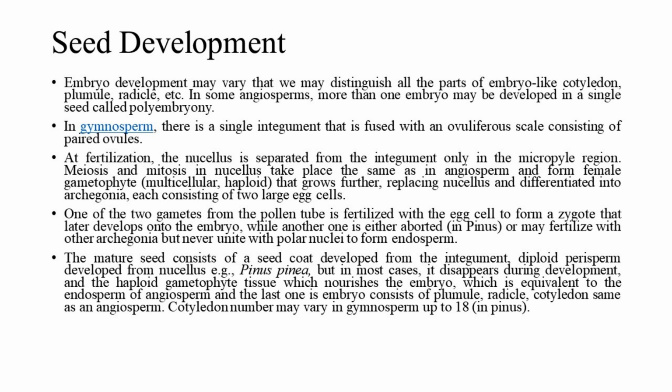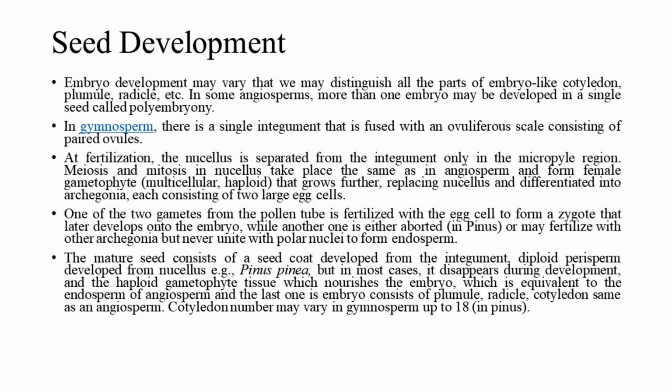In gymnosperm, there is a single integument that is fused with an ovuliferous scale, consisting of paired ovules. At fertilization, the nucellus is separated from the integument only in the micropyle region. Meiosis and mitosis in the nucellus take place the same as in angiosperm and form the female gametophyte, multicellular and haploid, that grows further, replacing the nucellus and differentiating into archegonia, each consisting of 2 large egg cells.